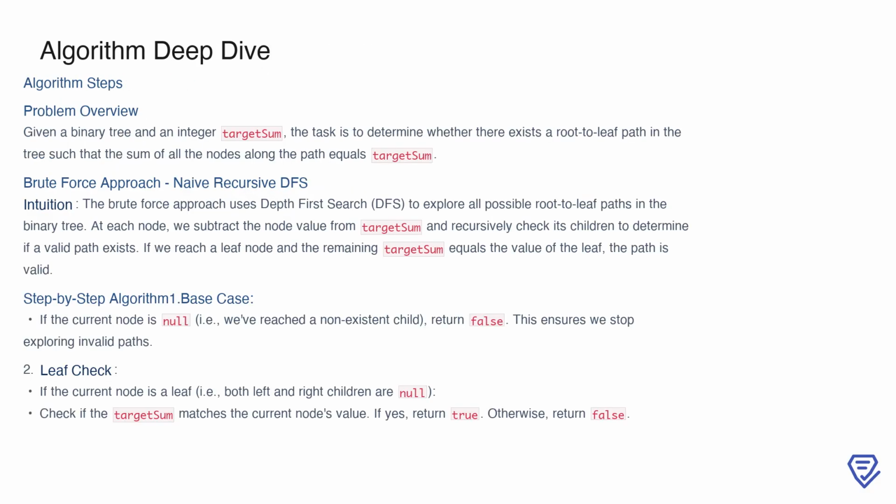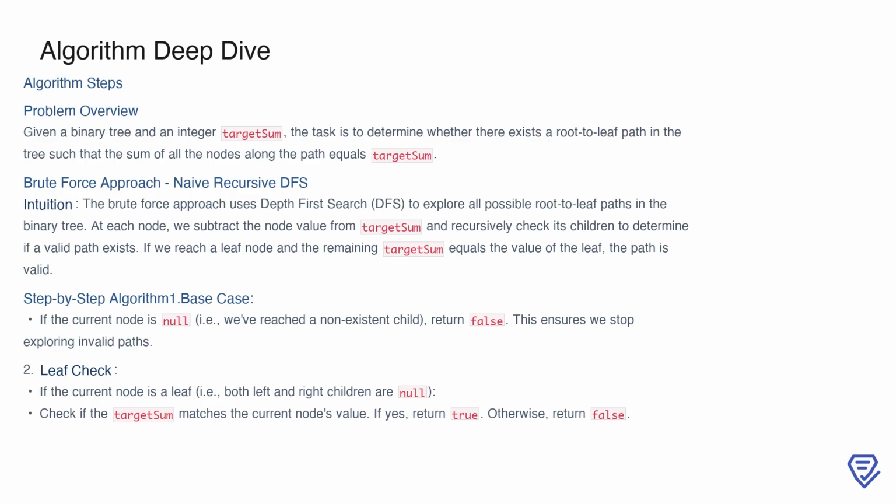To start, the problem at hand involves determining if there's a root-to-leaf path in a binary tree where the sum of all the node values equals a given target sum. The brute force approach to solve this uses a naive recursive depth-first search, or DFS, to explore all possible paths from the root to the leaves.